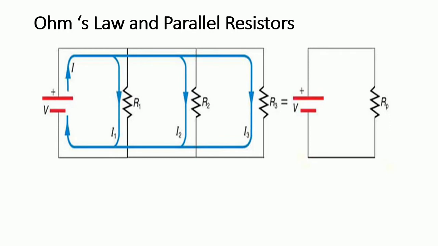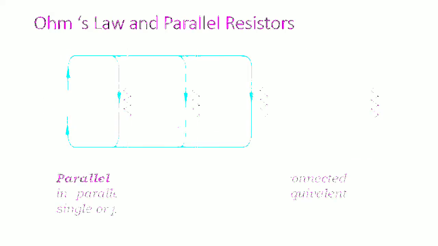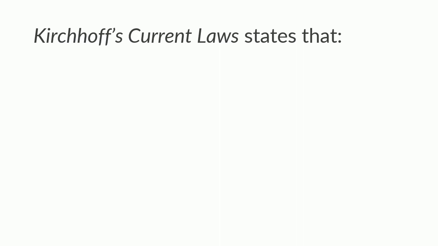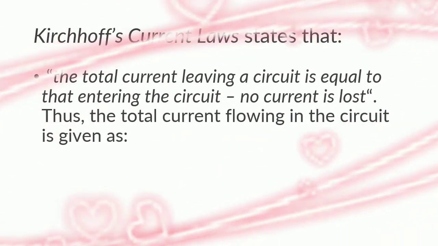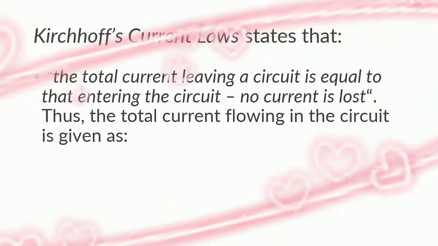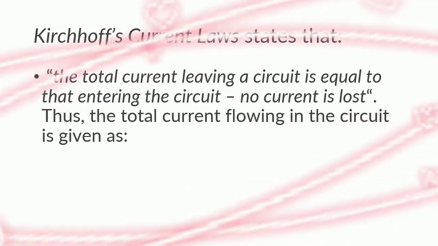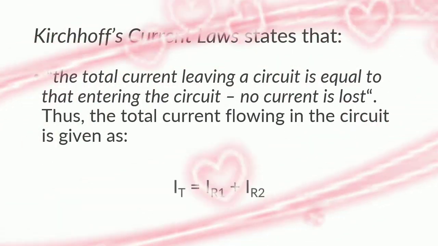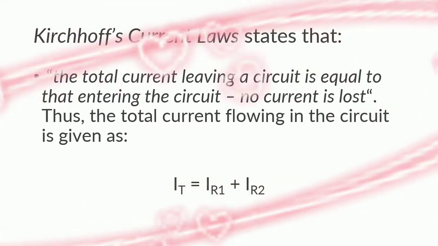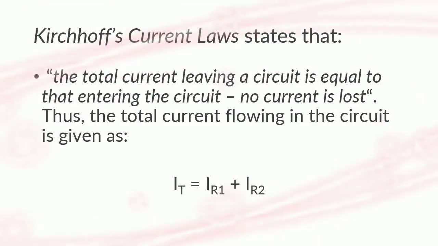So this is an example of a circuit in parallel. So makikita nyo guys, each resistor has an individual current to it. Or the current is divided in every resistor that is connected in parallel way. So according naman kay Kirchhoff's current laws, it states that the total current leaving a circuit is equal to that entering the circuit. No current is lost. Thus, the total current flowing in the circuit is given as I sub t, or total current, is equal to the current in R sub 1 plus the current in R sub 2, etc.